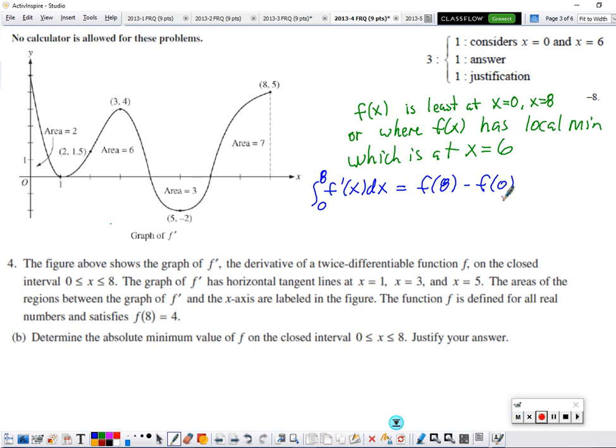Is everyone okay with that? Okay, rearranging, you're going to get f of 0 is equal to, so I move the integral over, so it's going to be f of 8 subtract the integral. Questions up to there, please.